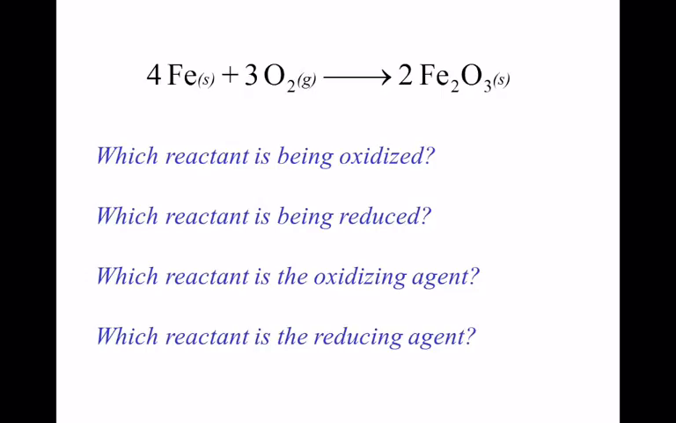The 4Fe, or just the Fe solid. Fe solid, very good. But I like that you wanted to make sure that you don't need the stoichiometric coefficient. Which reactant is being reduced? O2. The O2 gas. Very good.